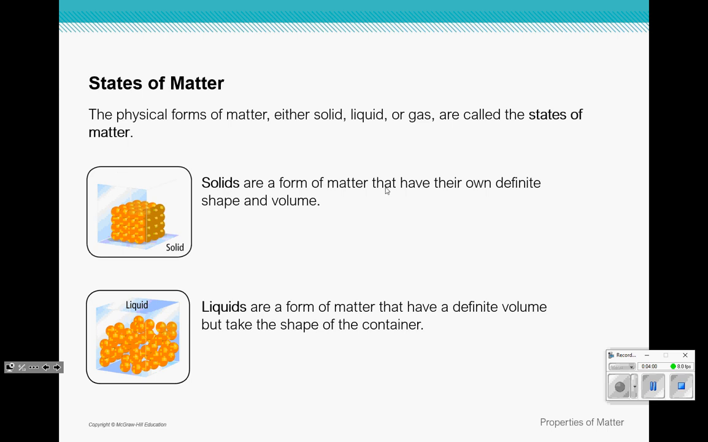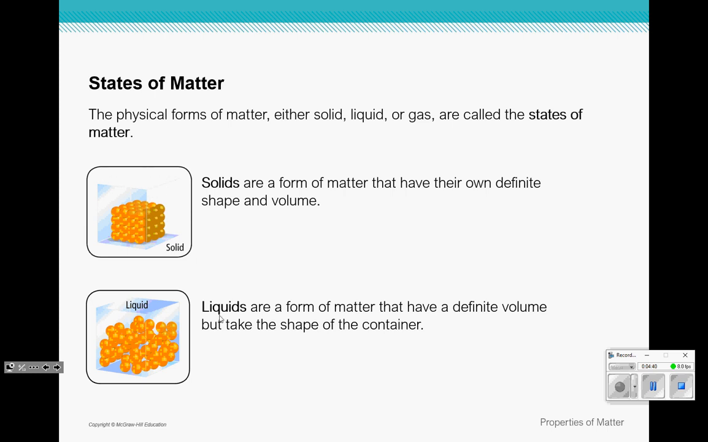Solids are a form of matter that have their own definite shape and volume. The key right here is definite shape, definite volume. Notice how it's packed tight right here and how it takes up its own shape. It's not taking the shape of the container. You can't take the volume from the container. You have to put a ruler along the sides or something like that to get the volume of this solid. It doesn't have anything to do with the container it's in.